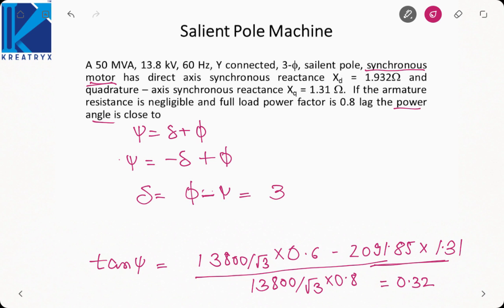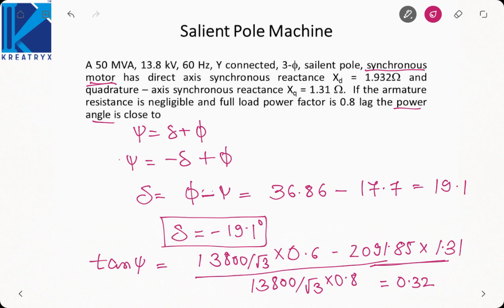Phi is how much? 36.86. And psi is how much? Tan inverse 0.32, which is 17.7. So it will be 19.1. But we know for a motor, delta should always be negative. So when you write down in examination, you will write minus 19.1 degree, because for motor, delta must always be negative. Is it fine?